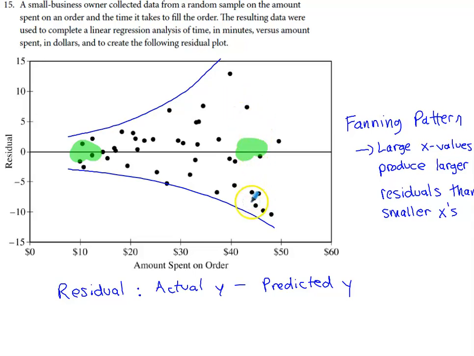But if I take a stretch of x values over here, all of the residuals on this stretch of x's are significantly further from 0, right? Significantly bigger residuals, whether they be positive or negative, significantly larger residuals than at these smaller x values.